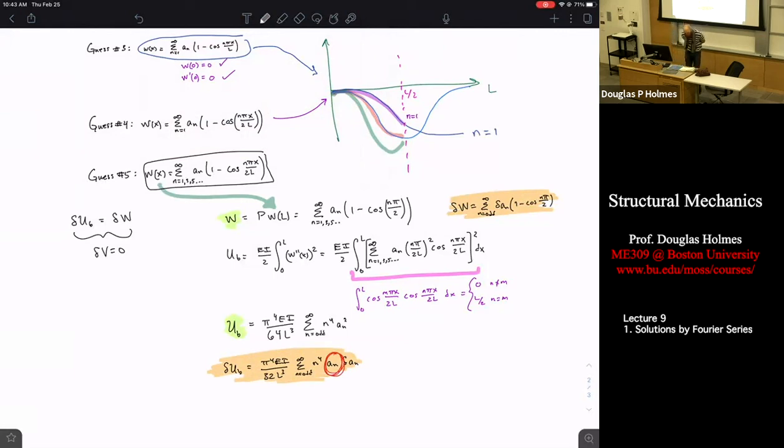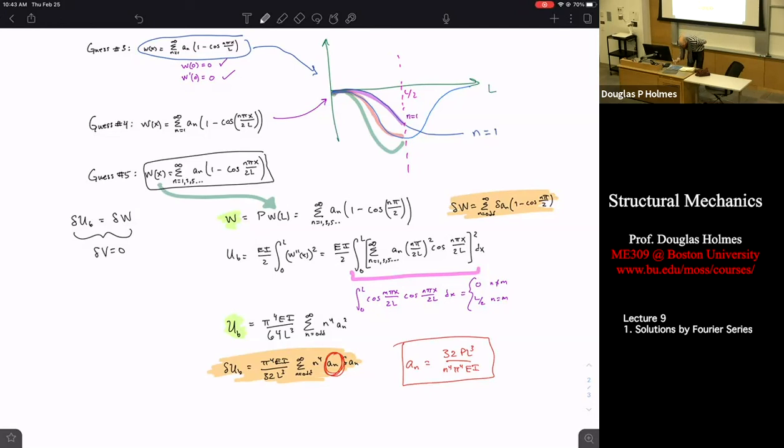Sorry for going fast here. If you solve for A sub n, what you will find is that A sub n equals 32 PL cubed over n to the fourth pi to the fourth EI. And look, once again, we have another really nice approximation, 1 over n to the fourth. That means, again, we're not going to need to keep many terms in this series before it converges to the answer.